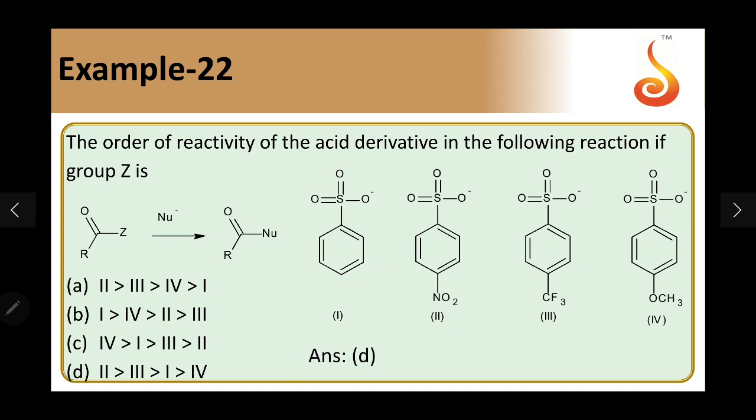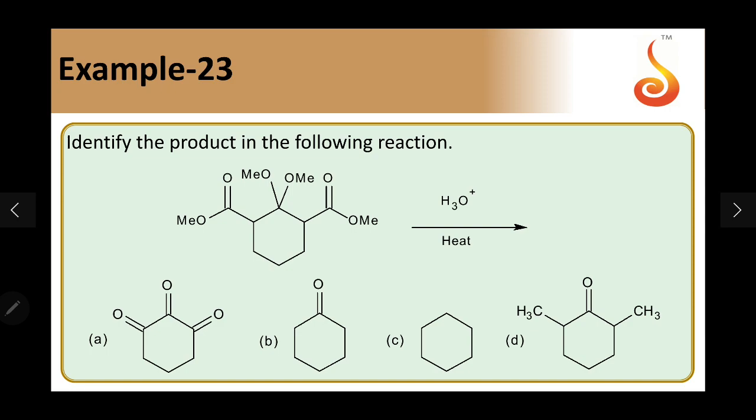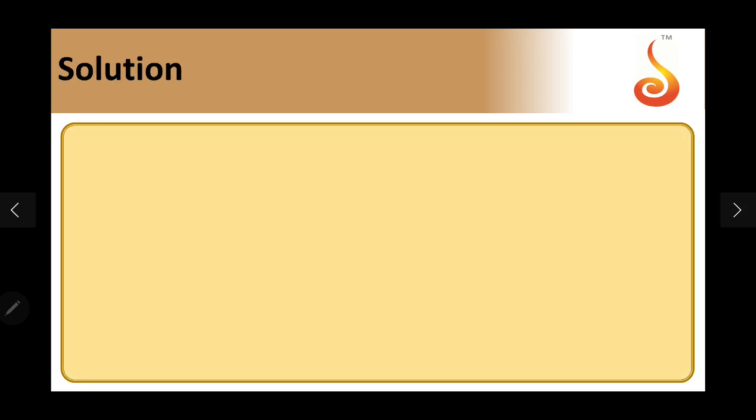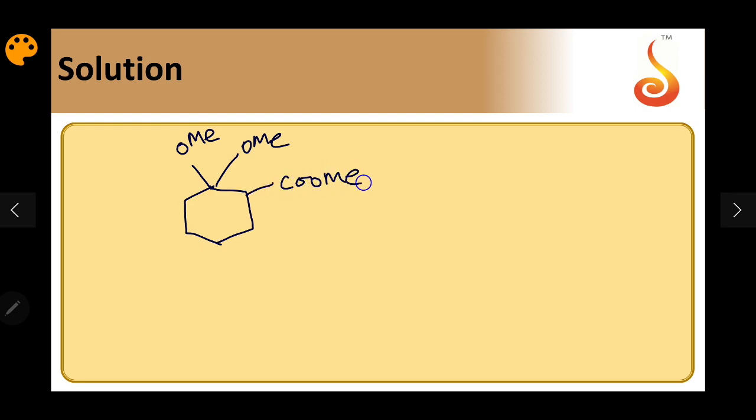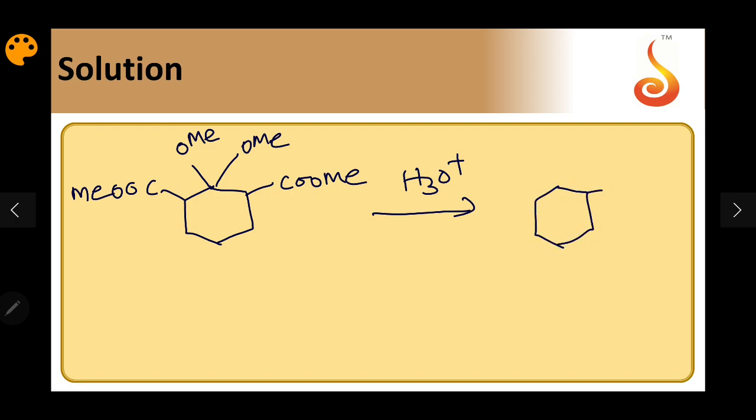Example 23. What is the product in the following reaction? So we'll take the solution. The reactant given is a cyclohexane ring. You have two OMe groups and here we have COOMe ester groups. So just acid hydrolysis. All the esters become acids. So I'll be getting two carboxylic acid groups.